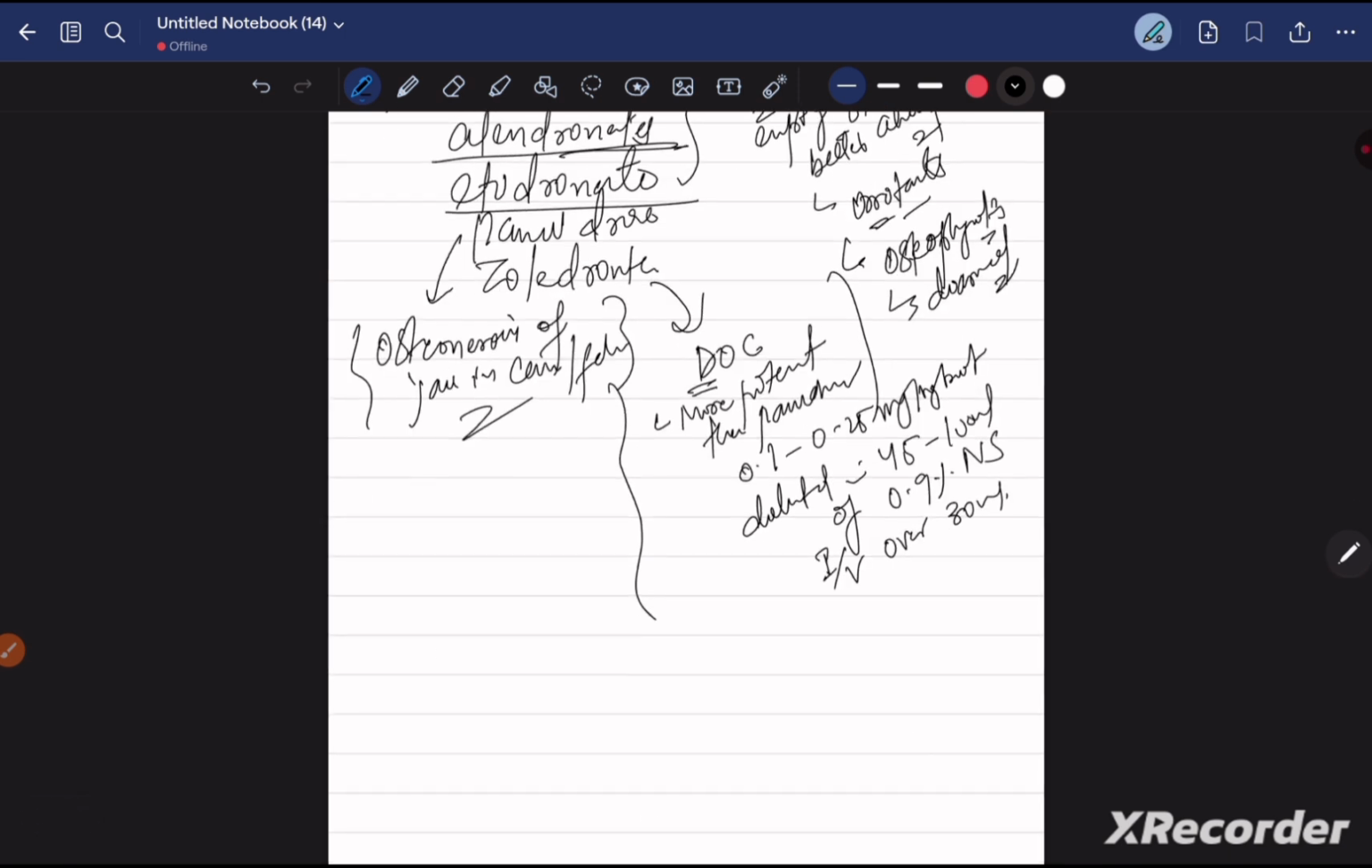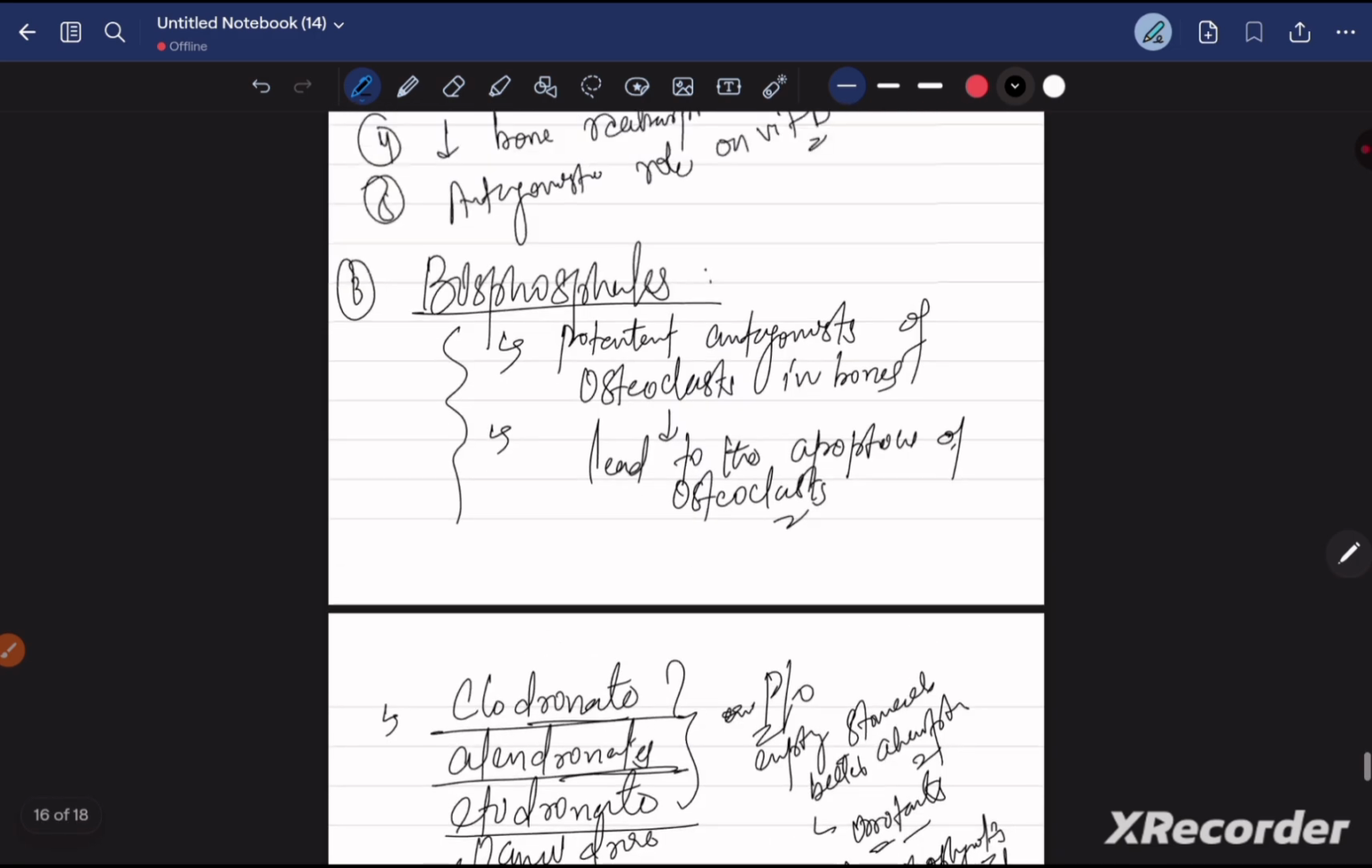There are also other therapies like calcitonins that are given. Another drug, plicamycin, is also given. But this plicamycin is not used because it leads to hepatocellular necrosis. Okay, so this is the management.